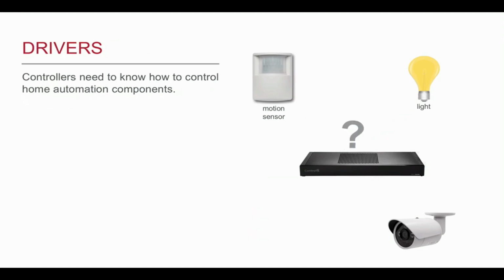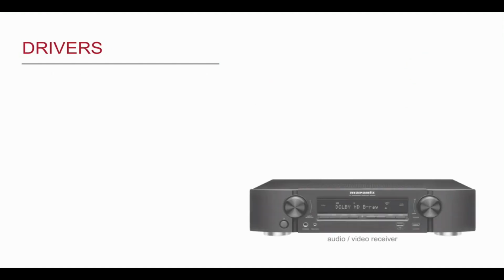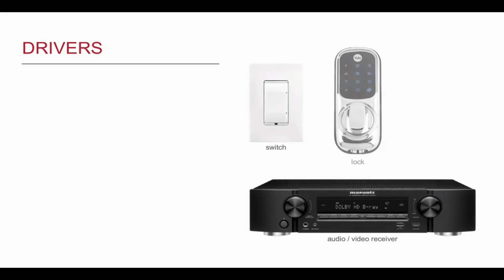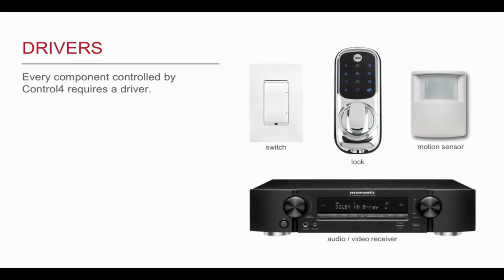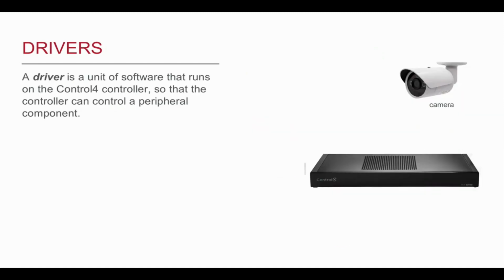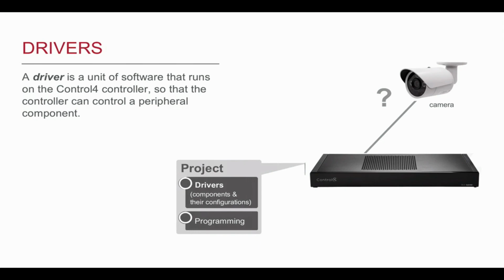Control4 controllers need to know how to interact with peripheral components, how to control them. Whether it's an AV receiver, a light switch, a door lock, or a motion sensor, every component controlled by Control4 requires a driver. A driver is a unit of software that runs on the Control4 controller so that the controller can control a peripheral component. You tell the controller about peripheral components by adding the required driver for that peripheral component to the project running on that controller. There are two main tools that you will use for managing projects.